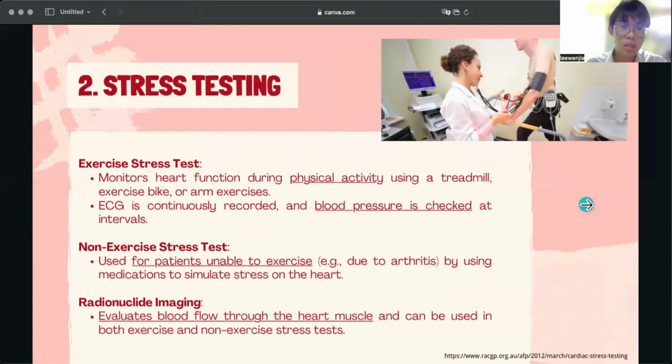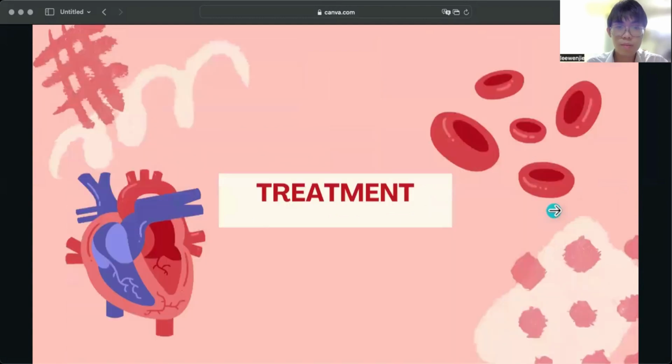Next one, stress testing. Exercise stress testing uses physical activity on a treadmill, and the blood pressure is checked. Non-exercise stress tests can also be used for patients unable to exercise. And radionuclide imaging can evaluate the blood flow through the heart muscle and can be used in both exercise and non-exercise stress tests. Next one.